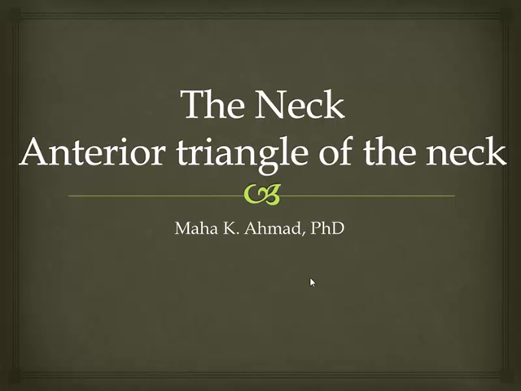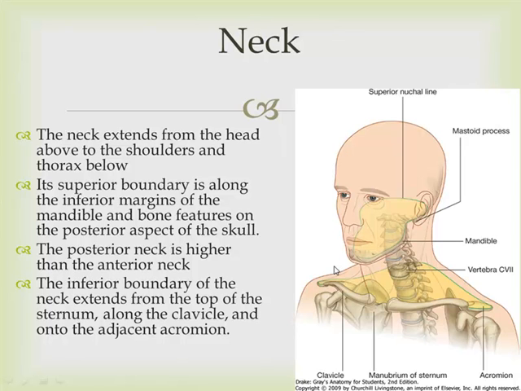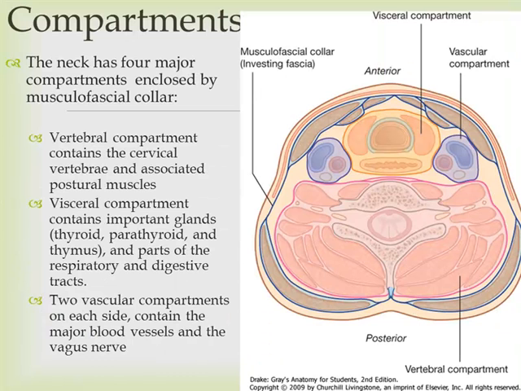Okay? So today's lecture is going to be about the anterior triangle of the neck. The neck is defined as the region that extends underneath the mandible, which is the superior boundary of the neck, and extends all the way down to the top portion of the clavicle and all the way back to the acromion, with the cervical vertebrae at the back of it. So this is the neck region, and for simplicity we'd like to divide the neck into triangles, and we're going to look into that in a minute.